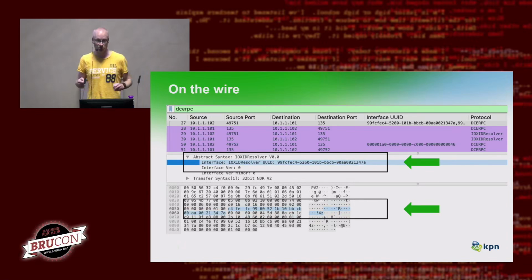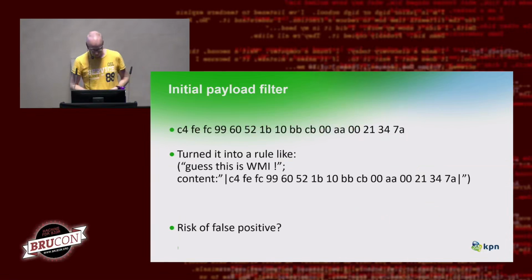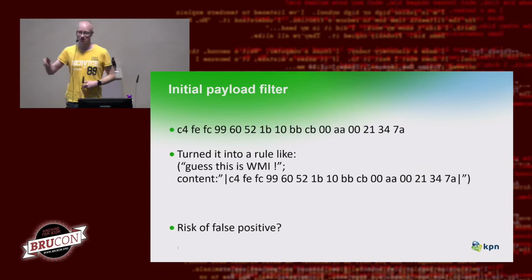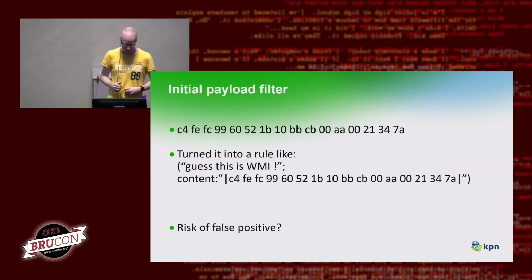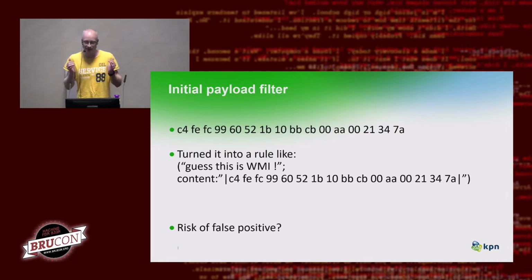And the Object Exporter ID Resolver is capable of doing garbage collection and basic RPC bookkeeping. So this looked to me at that moment like a good starting point to develop a first rule. So it became this. Now at that moment, I asked myself, what would be the risk of a false positive when I would deploy a rule like this in production?